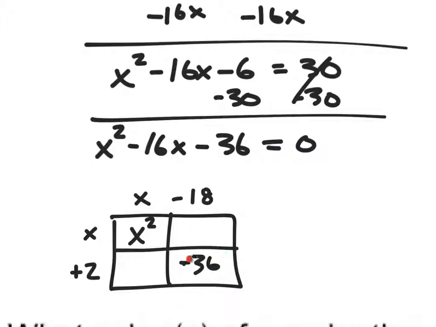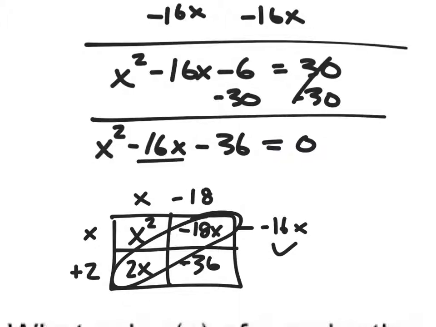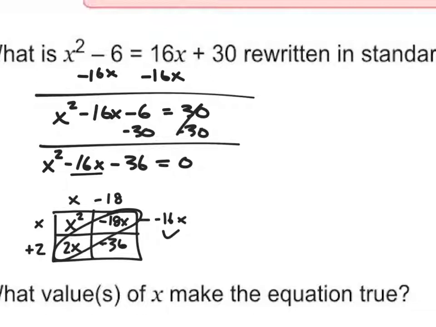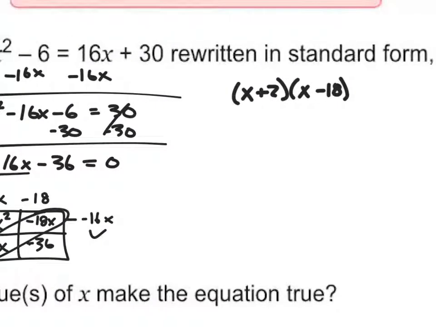There's a lot of combinations of numbers that are going to multiply to 36, but they need to add to negative 16, okay? So over here we can check that and verify. Negative 18x is going to go in this box because negative 18 times x gives me negative 18x. 2 times x is going to give me 2x. In this box, we combine our like terms here in the middle, and that's going to give me negative 16x, which is what we were looking for, so we're good. So now that we've factored it, we rewrite our equation as x plus 2 times x minus 18, and each of those are set equal to 0, okay?